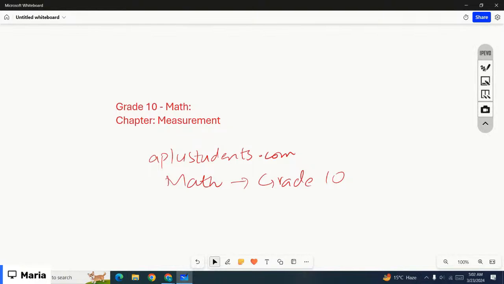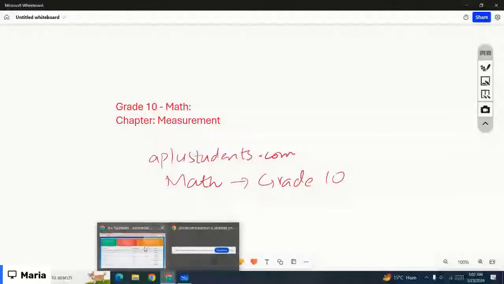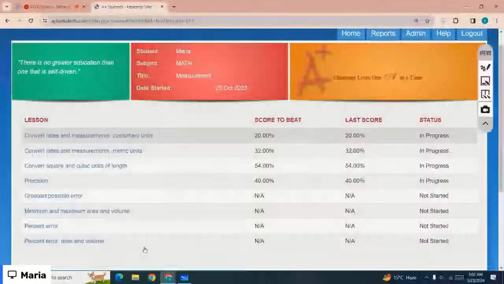So the measurement. Please make sure you have a book and pencil so that you can note down the important examples and definitions as well. Let's just start with the first one, that is customary rate, convert rates and measurements, customary units. Let's just start with the first lesson.